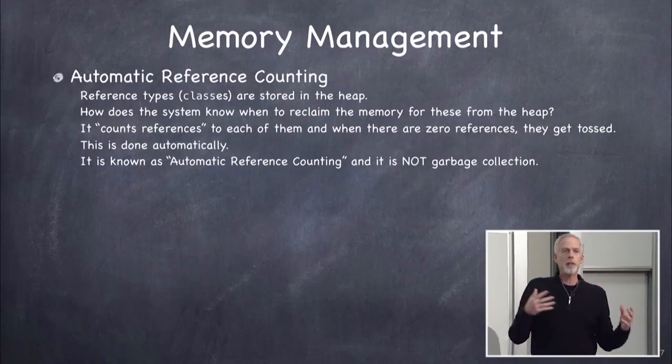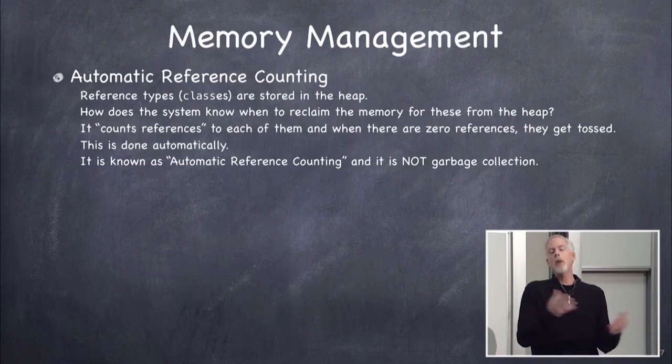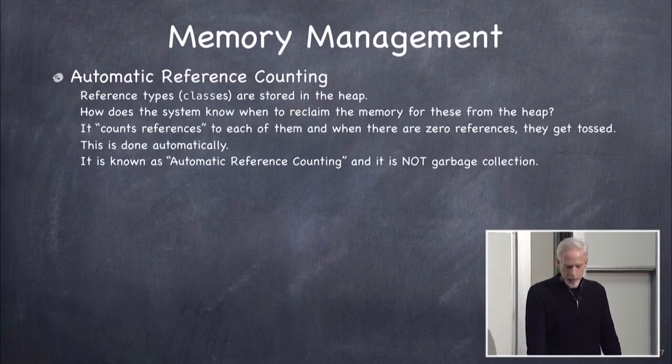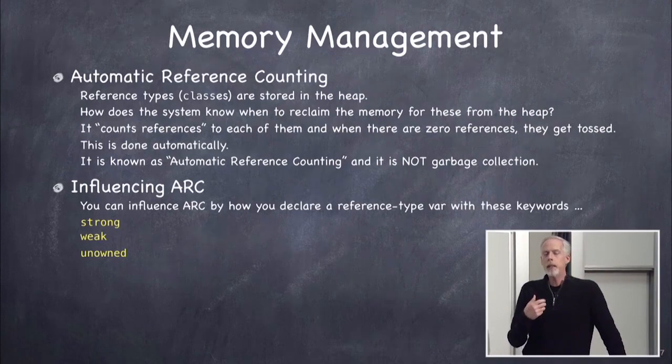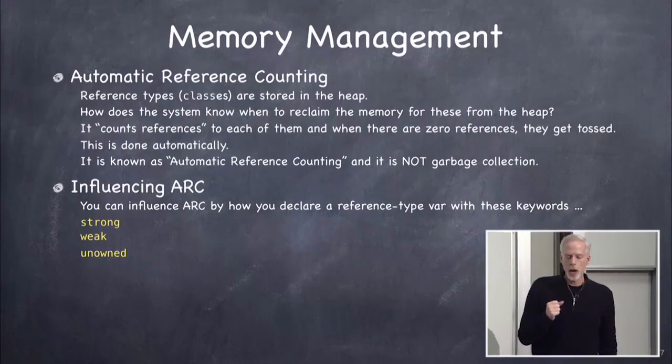Now, why is this good? It's very predictable memory usage. You know exactly when things are going to leave the heap. They leave the heap as soon as nobody points to them anymore. What's also great about it, you almost have to do nothing in your code to make this work. It's just automatic. That's why it's called automatic reference counting. You can get involved, however. The way you can get involved is by influencing the way that ARC works. And you do that with 3 keywords in Swift called strong, weak, and unowned.